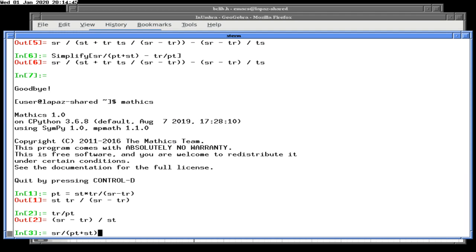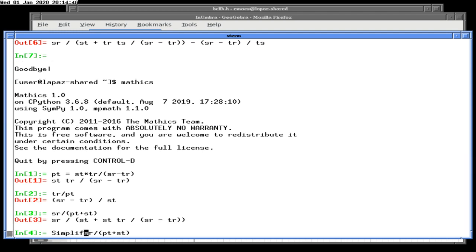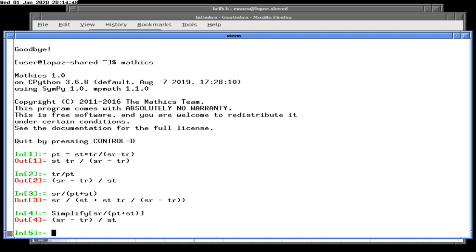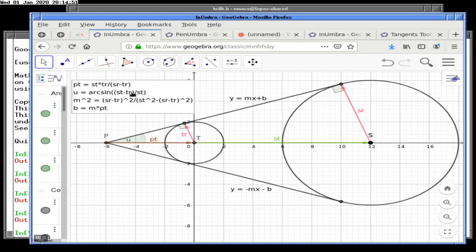And I think that finally will either simplify or... There we go. And they both simplify to SR plus ST. Same expression here, and that's the sine, so we take the arc sine.